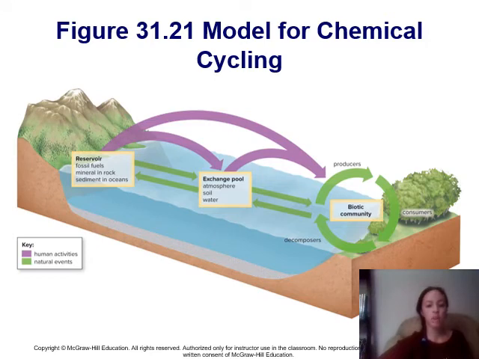Reservoirs store large amounts of chemicals in the form of fossil fuels, minerals in the rock, and sediment in the ocean. In order to get these needed chemicals to plants and animals, they need to be made available in the exchange pool, which includes the atmosphere, soil, and water.